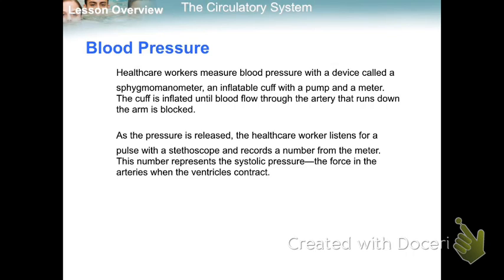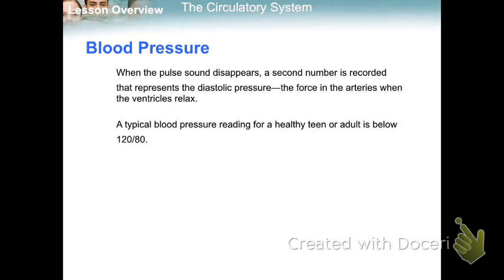Healthcare workers measure blood pressure with a blood pressure cuff. The fancy term for that is sphygmomanometer. There are 2 different numbers that the healthcare worker listens to. The systolic pressure is the force when the ventricles contract. And then the diastolic pressure is when the ventricles relax. Normal blood pressure is measured at 120/80.